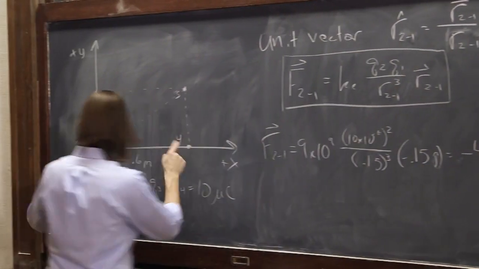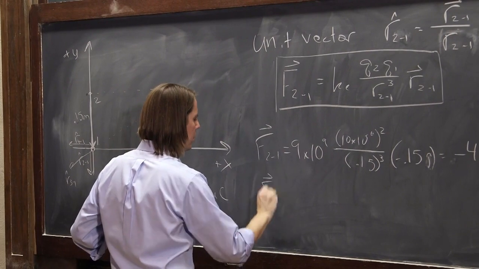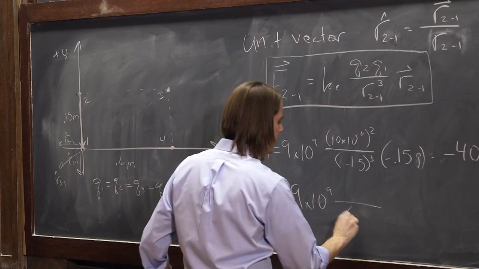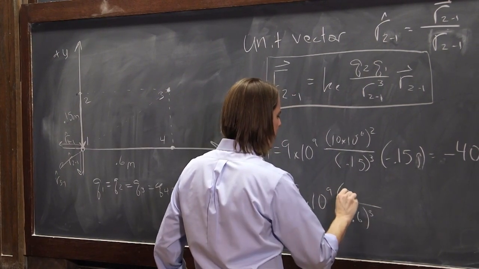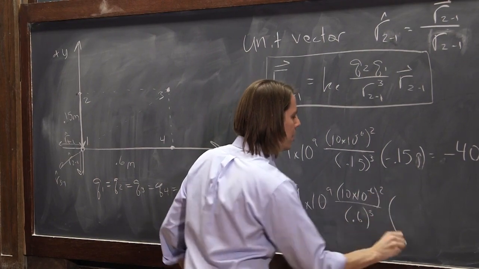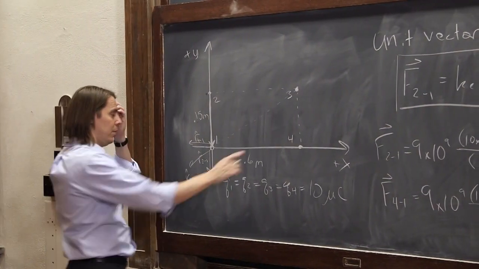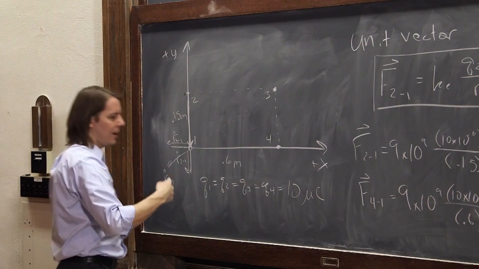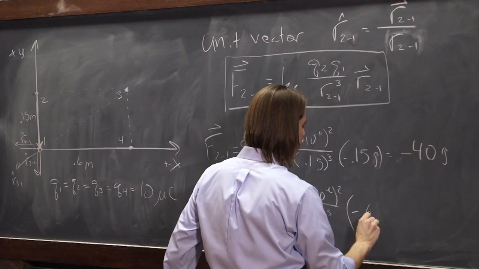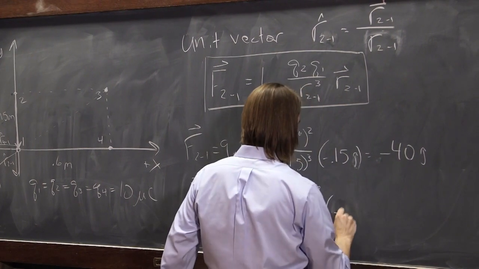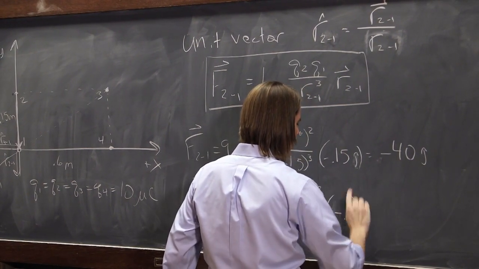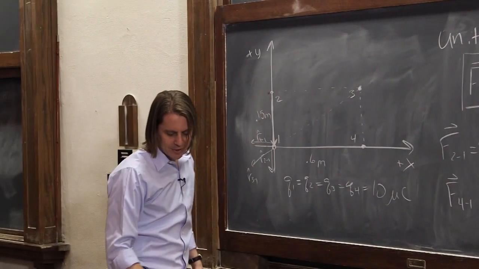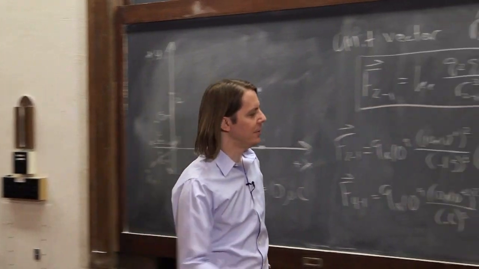And then we could also do F41. It's the same thing, 9 times 10 to the 9 over 0.6 cubed, times, on the top, 10 times 10 to the minus 6 squared. And then we just write the vector r41. Well, that's minus 0.6 because it's this way, in the I hat direction. Minus 0.6 I hat. And that'll give you the same answer for that component, minus 2.5 in the I hat.